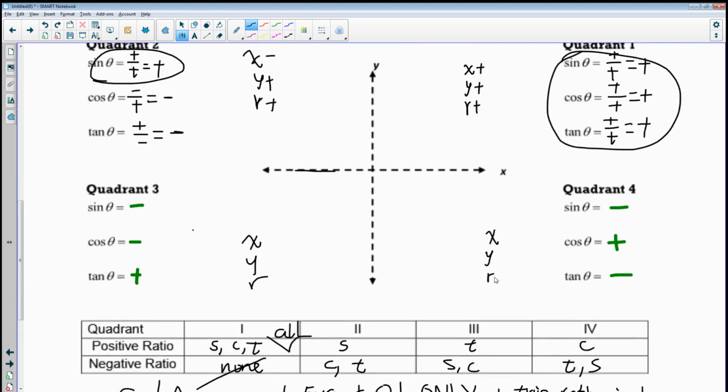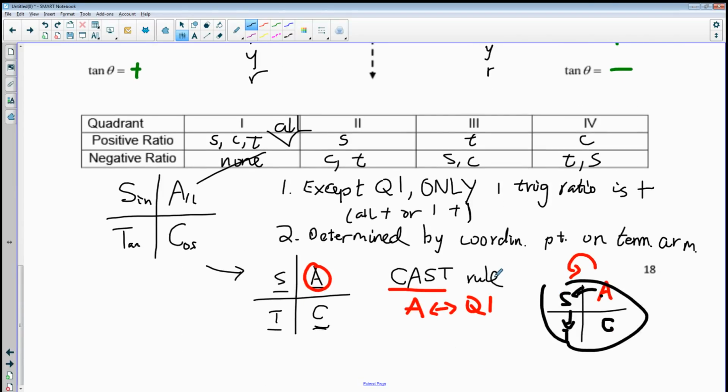That's a quick way to remember it, but even if you forget, use the coordinate point and derive it again. It may take a little longer. This does make it a lot faster. So this is the CAST rule. We can tell a trig ratio is positive or negative before we even solve it, just by recognizing which quadrant the terminal arm is in.